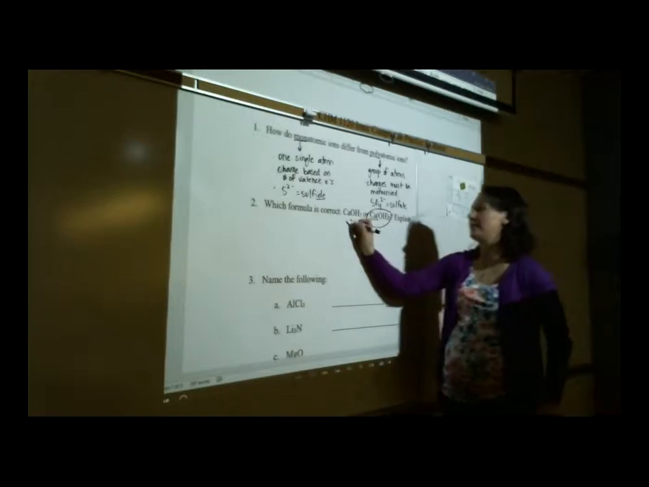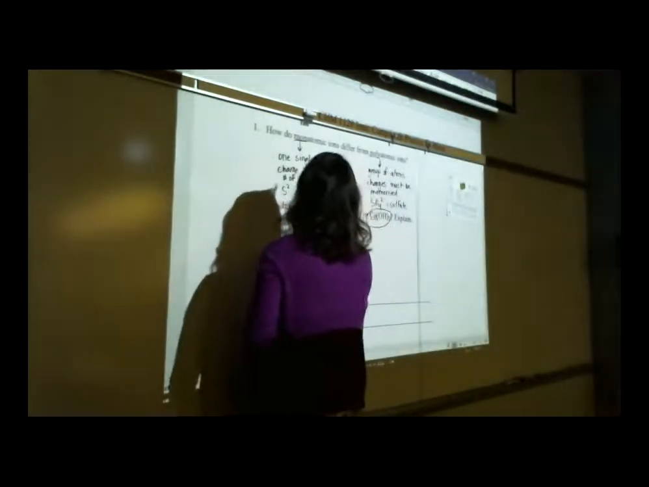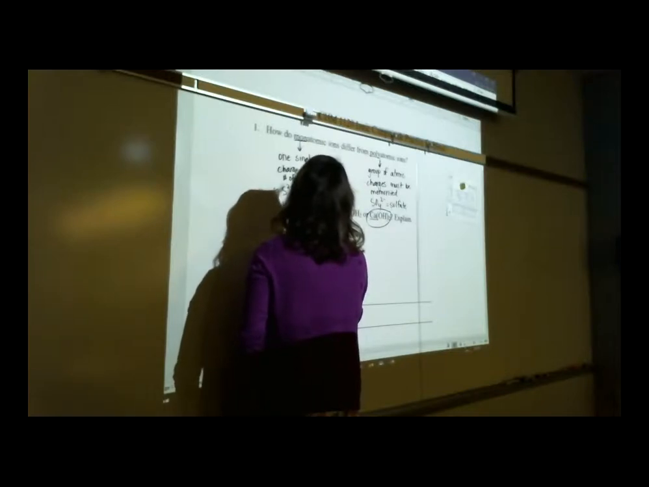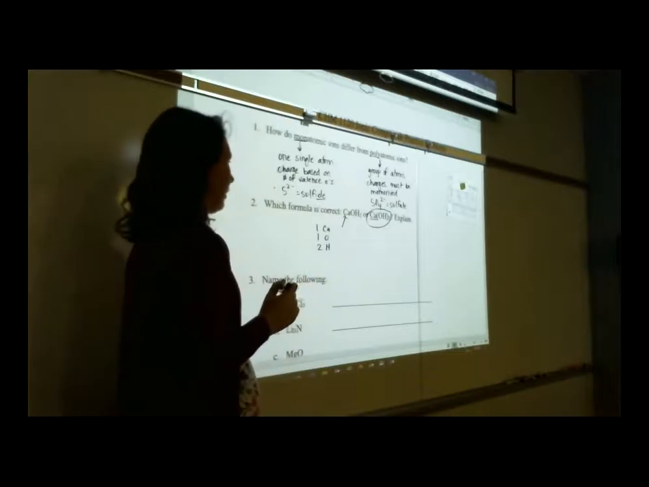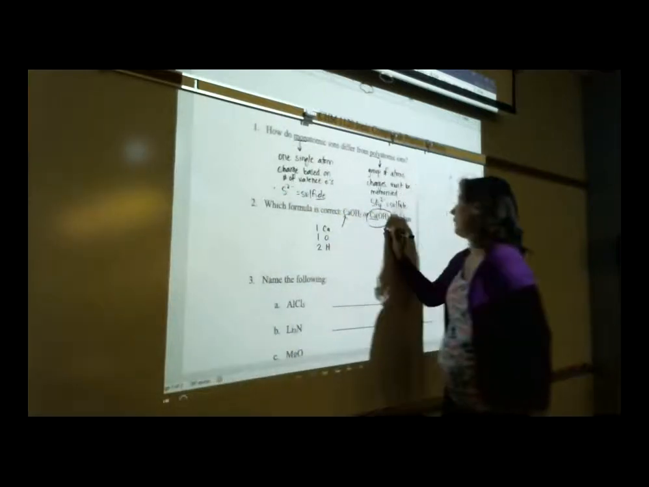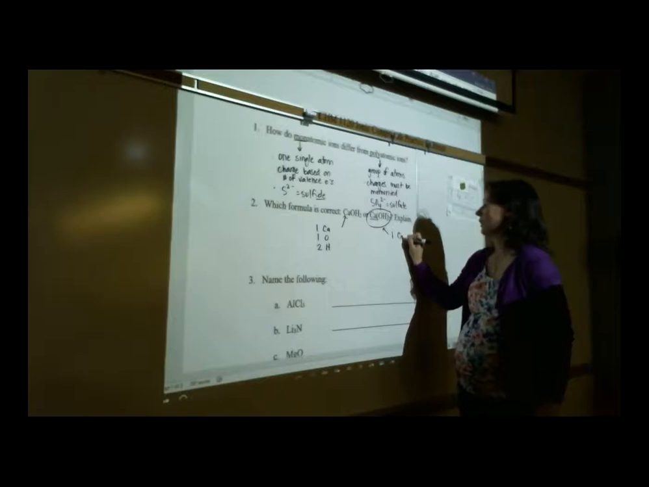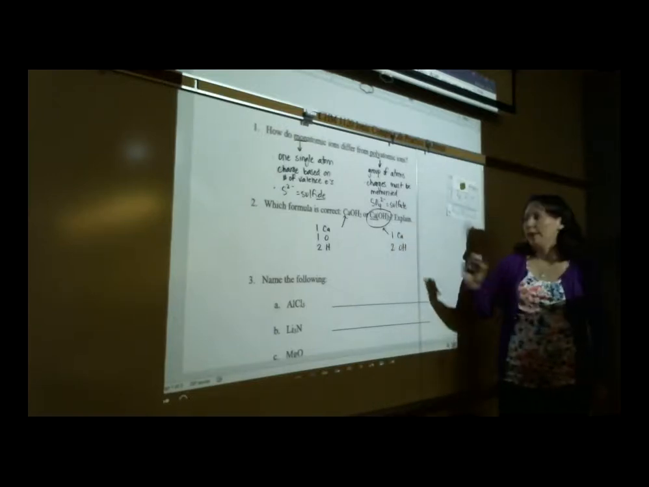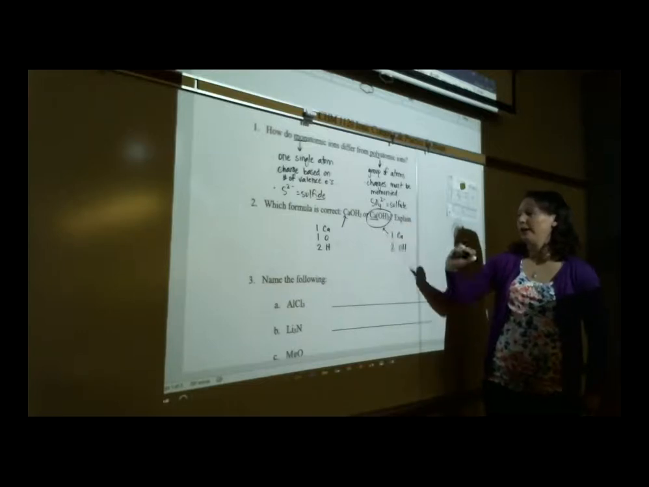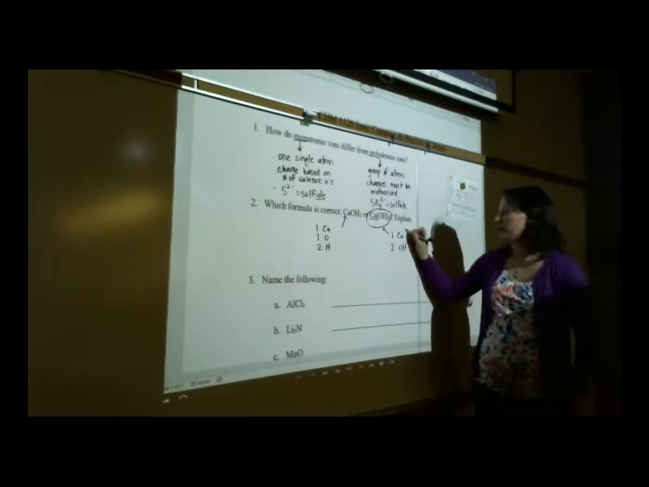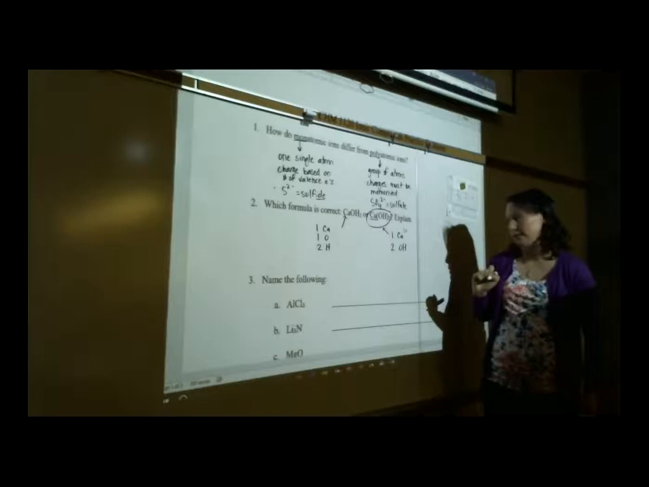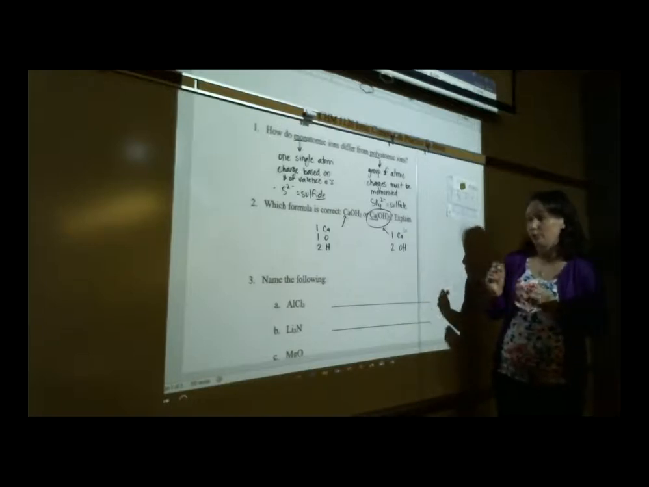Why is this correct? Right. This formula is saying I've got 1 calcium atom, 1 oxygen atom, and 2 hydrogen atoms. Right? That's what that formula is saying. Whereas this formula is saying I've got 1 calcium and 2 OHs, right? Calcium hydroxide is made from 2 OH polyatomic ions and 1 calcium, right? So it's Ca 2 plus and OH minus.